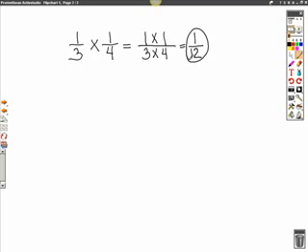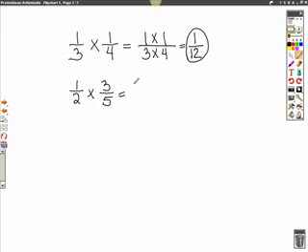The only other thing you would have to do would be to simplify your answer. In this case, 1/12 is already in its simplest form. Let's try another example. Let's do 1/2 times 3/5.